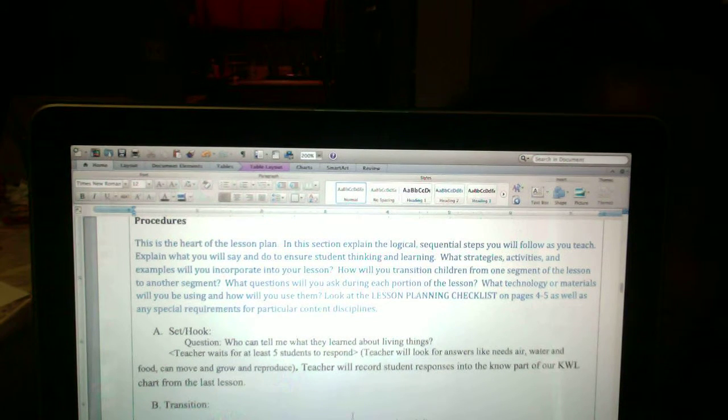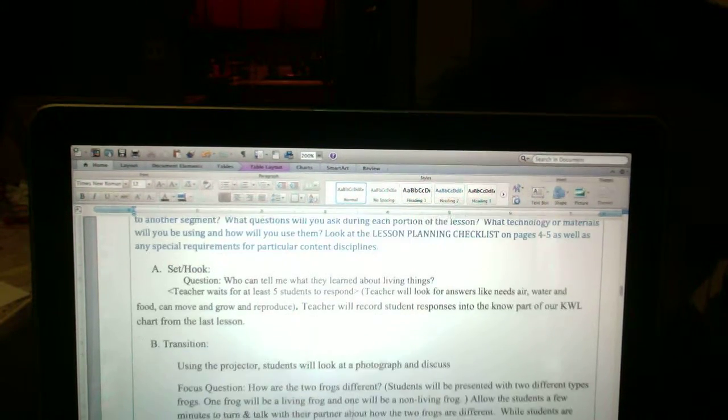My hook would be for me to ask students what they learned about living things. I would wait for at least five students to respond, and I would look for answers that include: living things need air, they need water, they need food, they can grow, they can move, and they can reproduce. This is a second-part lesson. In the first part, we began our KWL chart, so here I would add whatever the students say onto our KWL chart.